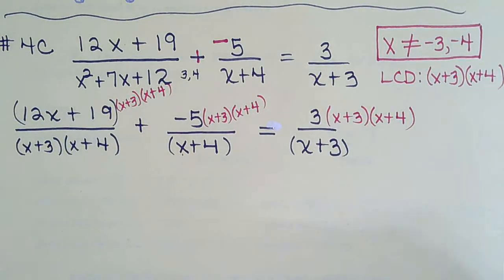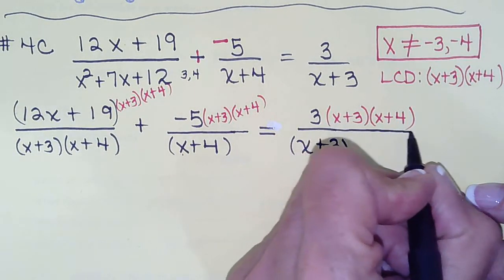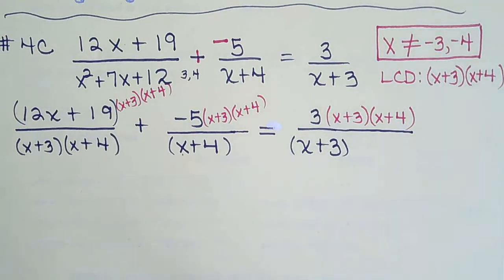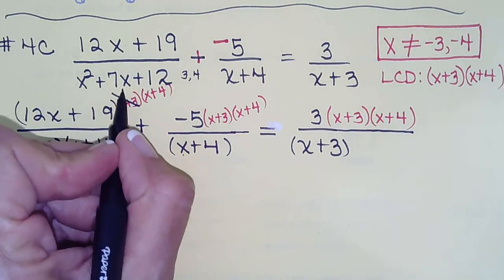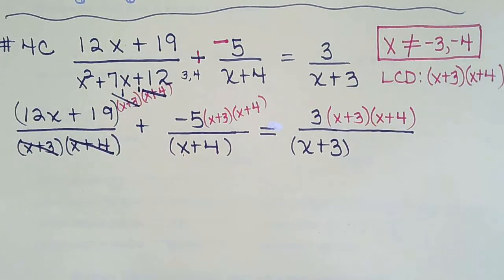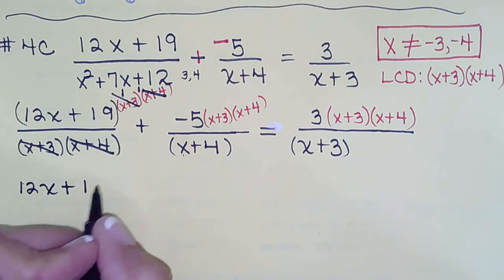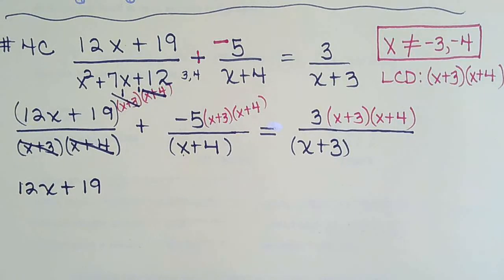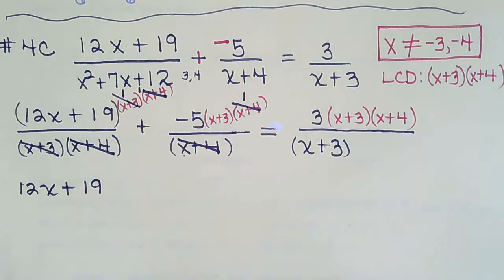So next, remember, we want to cancel and get rid of all denominators. If you still have fractions after this step, then you've done something wrong, because they should be gone. That's the whole reason we multiply by the LCD, is to get rid of those. So x plus 3 divided by x plus 3, 1. X plus 4 divided by x plus 4, 1. So that's looking like 12x plus 19 is all that's left. Nice. No fractions. X plus 4 divided by x plus 4, 1.